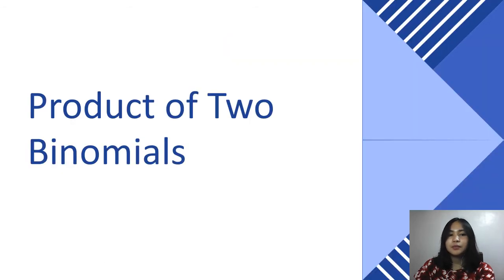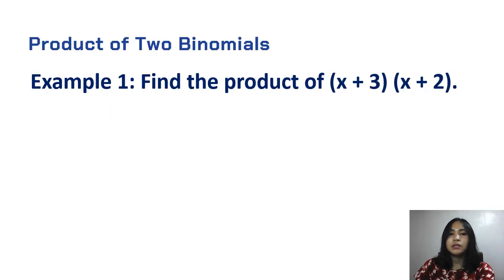Okay? Now, we have the product of two binomials. Meaning, we will find the product of two binomials. If we are going to find the product of x plus 3 multiplied by x plus 2, what we have observed is that the numbers are different, right?